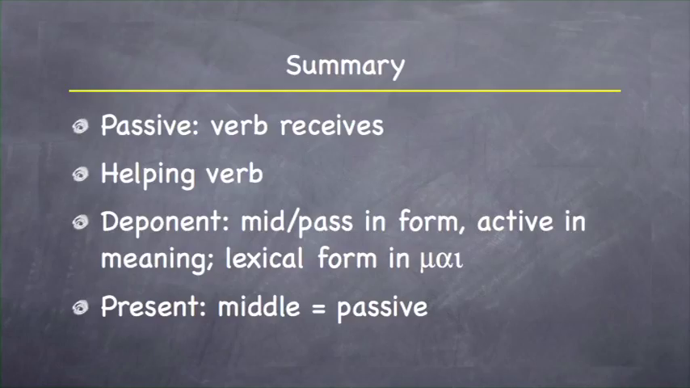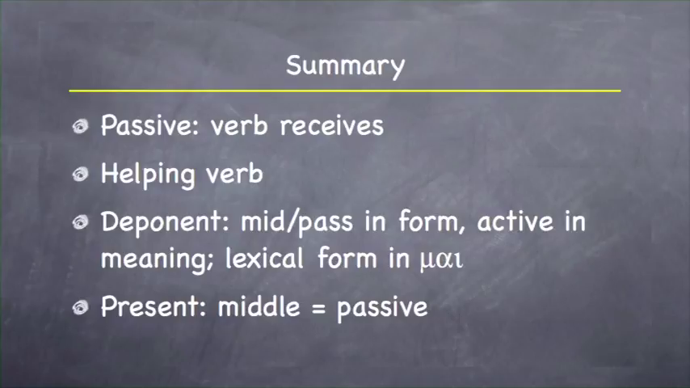Okay, so in summary, let's look and see what we learned in this chapter. Well, we saw that in a passive verbal construction, the subject is receiving the action of the verb, and in English, we form passive construction by adding in a helping verb, but in Greek, we have a totally different set of endings to indicate passive constructions. We also learned deponent verbs, and these are verbs that are middle or passive in their form, but always active in their meaning. And we can tell if a verb is deponent or not by looking at its lexical form. If the lexical form ends in omai, then it's a deponent verb.